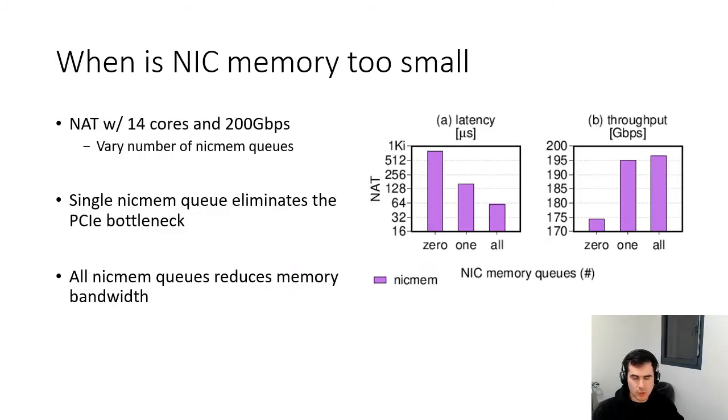Since Nicmem is small, we run an experiment where we vary the number of queues using Nicmem. We use NAT with 14 cores and 200 gigabits per second and vary the number of Nicmem queues. The results show that when all queues are in hostmem, so 0 Nicmem queues, latency is high and throughput is low. But by adding even a single Nicmem queue, we are able to improve latency and throughput as well. This is because a single Nicmem queue already eliminates the PCIe bottleneck. Then, by enabling Nicmem on all queues, we are able to reduce memory bandwidth and improve latency and throughput even further.